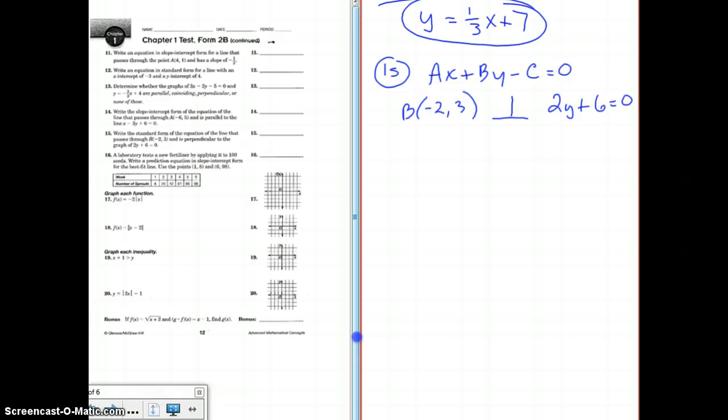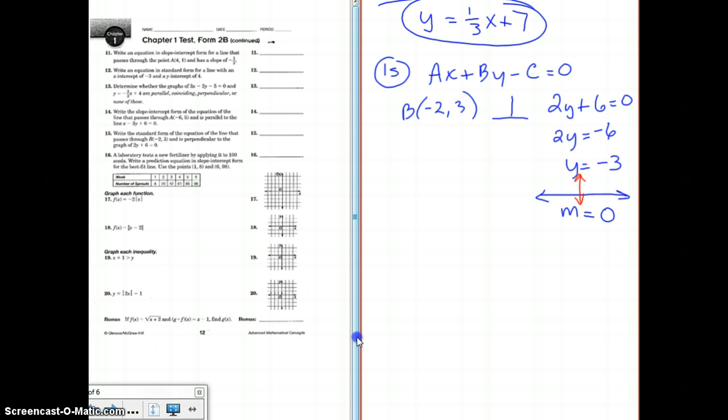I don't have an x here, I'm just going to solve for y. That's 2y equals -6, y equals -3. That tells me that I have a horizontal line going through -3 on the y-axis, and horizontal lines have a slope of 0. So the slope is 0. If I want a line that's perpendicular to that, it's going to have to be a vertical line.